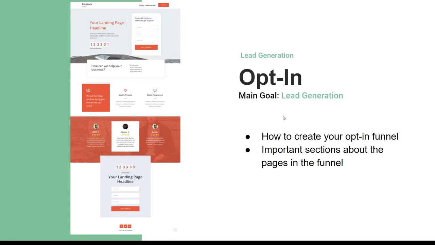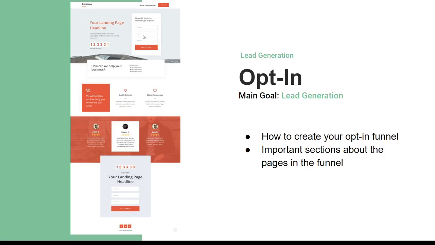The next lead generation type of funnel that we'll be looking into is the opt-in funnel. That's a funnel that is very similar to the lead generation type of funnel, where again the goal for this funnel is to generate the lead. But the difference is that you have the form on the same landing page.